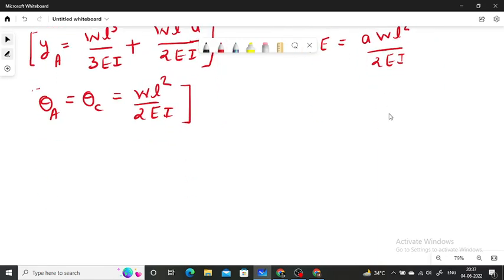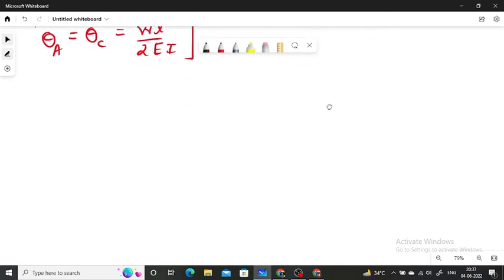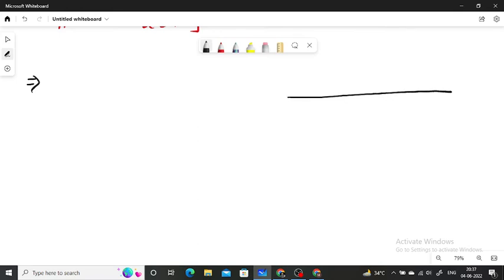Now, consider a simply supported beam having a point load W at its mid of span. Let us consider a simply supported beam of length L having a point load W at its mid of span.